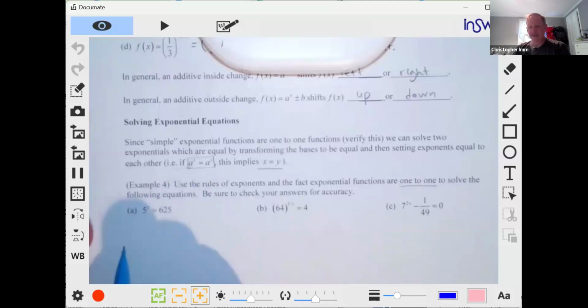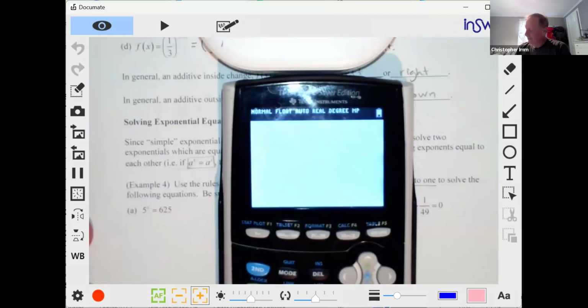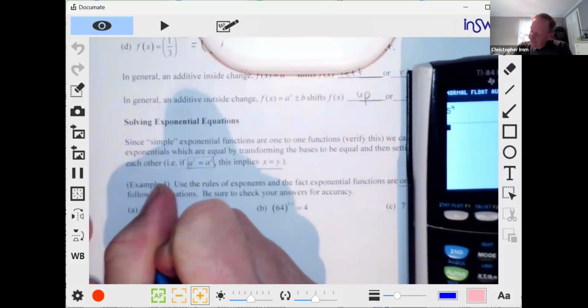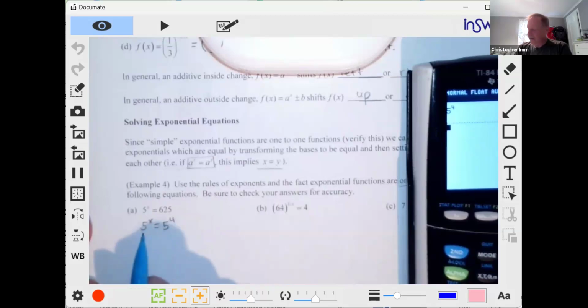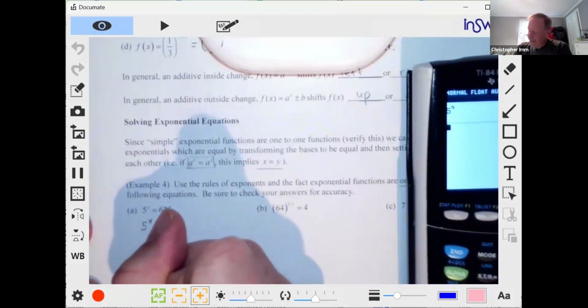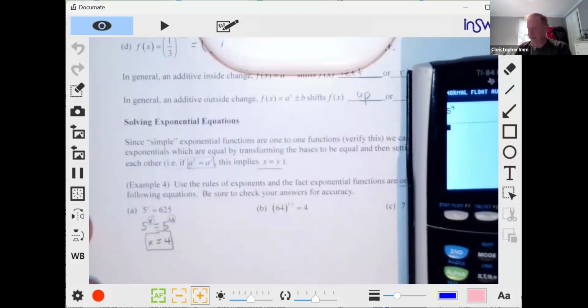I have 5 to the x is equal to 625. Can I write 625 as a power of 5? Well, we know that 5 squared is 25, and 25 times 5 is 125. What about 5 to the fourth? 625. So yeah, we can rewrite 625 as 5 to the fourth. Now, since these are equal to each other and they have the same base, we can use the fact that they're one-to-one to set those exponents equal to each other, and x is equal to 4 in this case. So we only get one answer there because they're one-to-one.